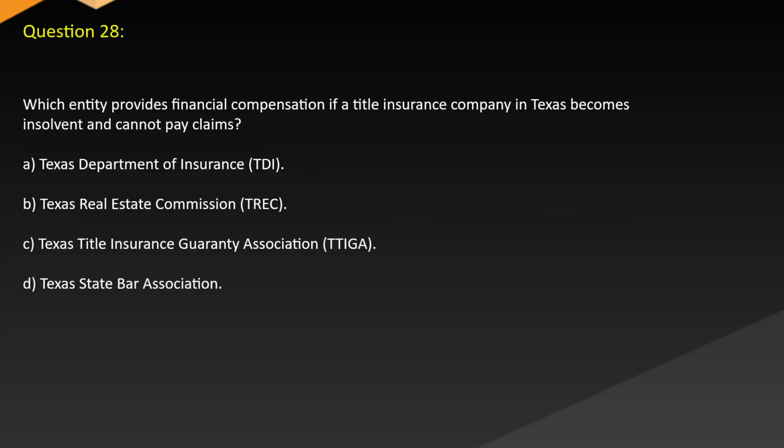Question 28. Which entity provides financial compensation if a title insurance company in Texas becomes insolvent and cannot pay claims? A. Texas Department of Insurance, TDI. B. Texas Real Estate Commission, TREC. C. Texas Title Insurance Guarantee Association, TIGA. D. Texas State Bar Association.